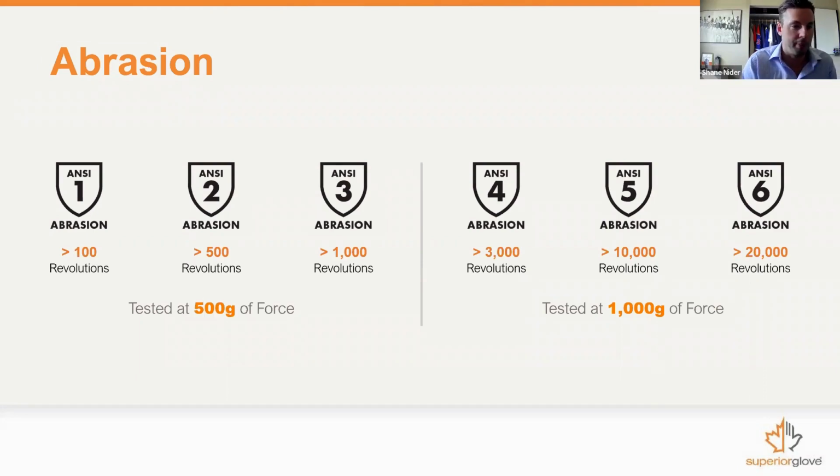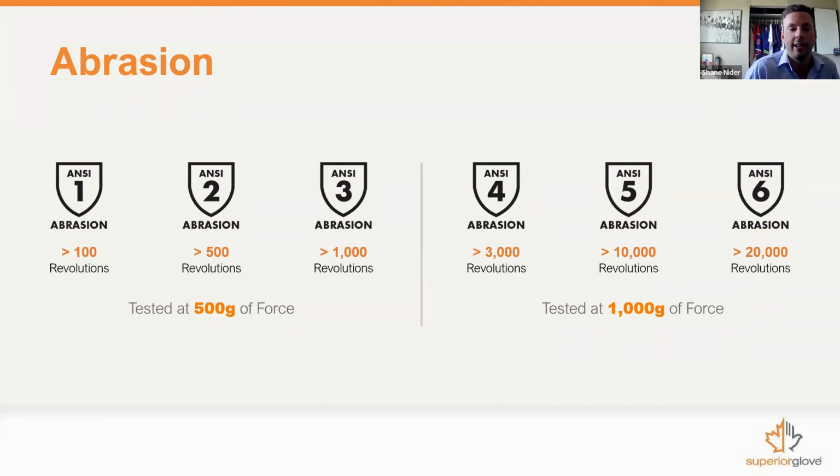Again, as you graduate up the abrasion scale, at level 2 it took 500 revolutions of that sandpaper spinning before it broke through the glove. Mid-range, for level 4 abrasion, 3,000 revolutions of that sandpaper before it broke through the glove. And on the top end of the scale, a level 6, 20,000 revolutions of that sandpaper before it broke through the glove. So you could see, for really extreme environments where abrasion is really a hazard or a pain point, look at maybe graduating up in the abrasion rating.